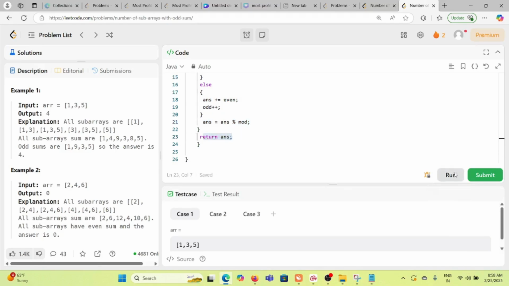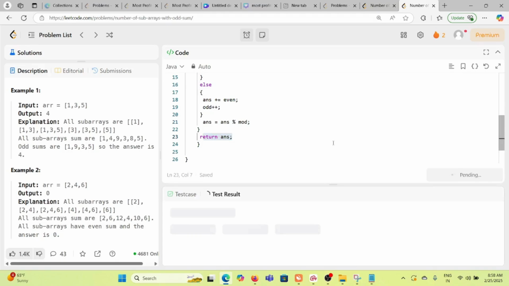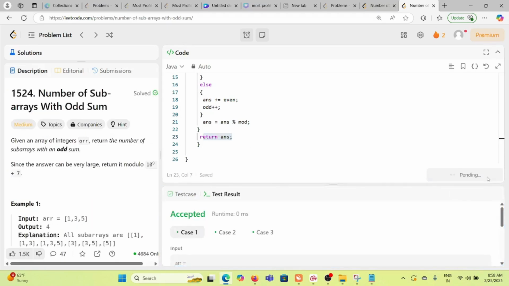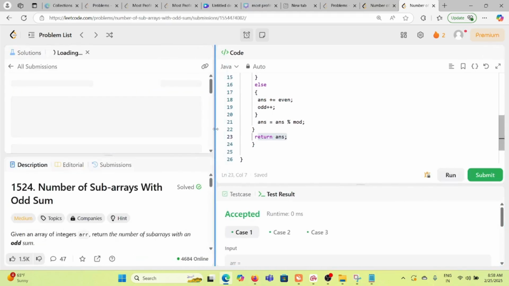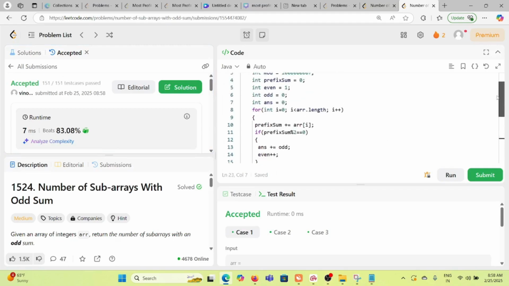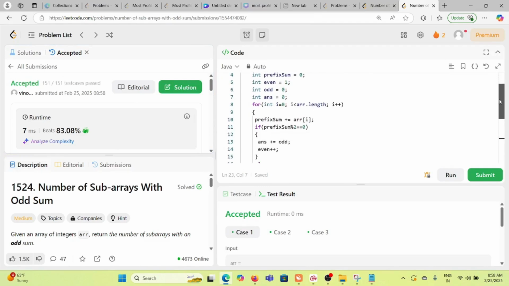So let me execute my code here. Yeah, so let me submit it. So yeah, it is 83.08% faster. So we are taking O of n time and no extra space.